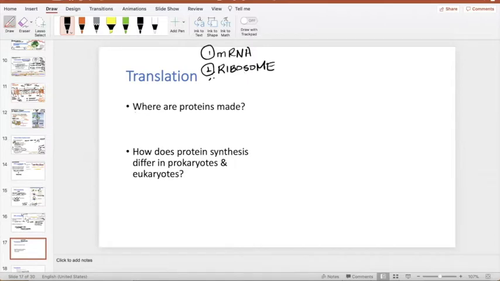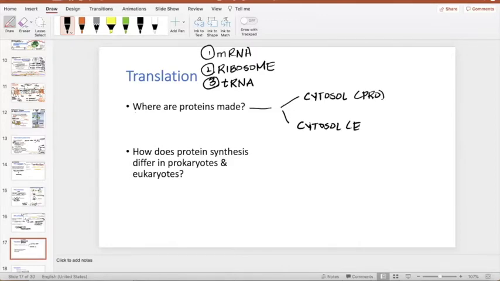Okay, and then the third thing we're going to need is an intermediate that goes between the mRNA and the ribosome. And you're going to find out that that is a molecule called tRNA. Okay, so I asked you here where proteins are made. They are made in the cytosol. So they're made in the cytosol if you are a prokaryote. They're also made in the cytosol if you are a eukaryote.